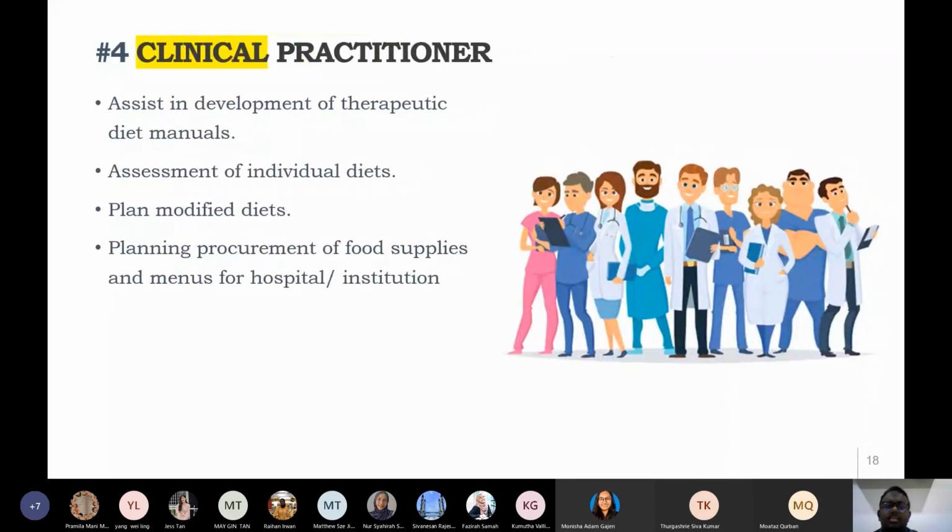Number 4 is clinical practitioner. They use RNI to assist in development of therapeutic diet manuals and assessment of individual diet. They also use it to plan modified diets and plan procurement for food supplies and manuals for hospital or institution. Most of the time, they don't exactly use the RNI because they have their own calculation, but RNI is used as a guide to see whether the calculated value is around the tolerable upper level or above the EAR intake.